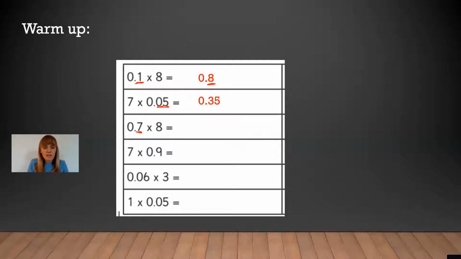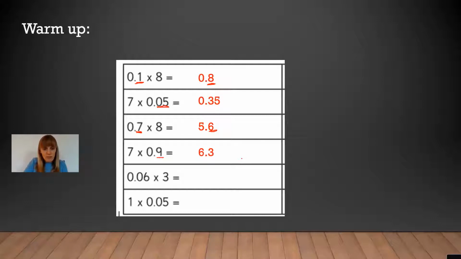So 0.7 times 8. Now, 7 times 8 is 56, but I've got 1 digit after the decimal point, so my final answer must be 5.6. It doesn't matter about the digit before the decimal point, it's this one that is given to you by how many digits are after the decimal point in the starting point of your question. So 7 times 0.9. 0.9 has 1 digit after the decimal point. 9 times 7 is 63. So I've got to adjust it and it's going to become 6.3 and then it fits.